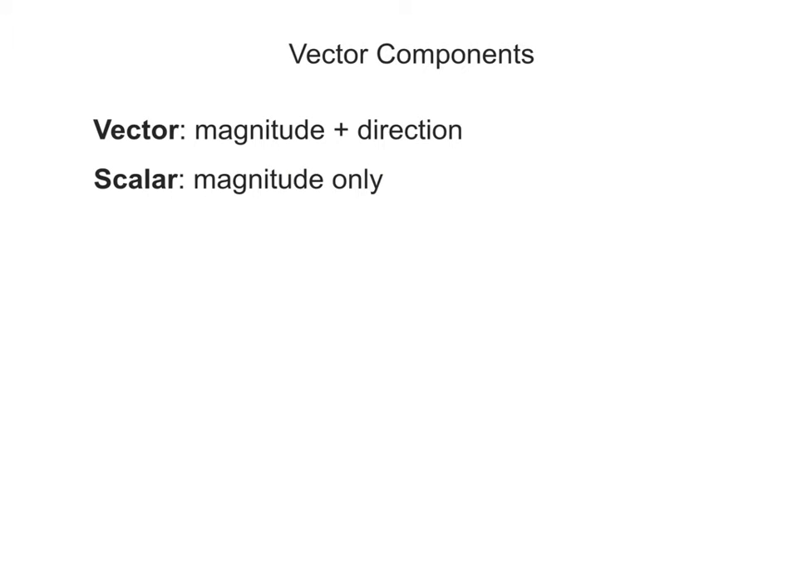So it bears repeating that a vector is something that has magnitude and direction. A scalar is something that has magnitude only. Magnitude is just a fancy word for how much, the number value. So a scalar might be something like time or mass, things that it doesn't make sense to have direction to. A vector is something where the direction matters, like velocity, acceleration, force, which is going to be a big one, momentum, stuff like that.